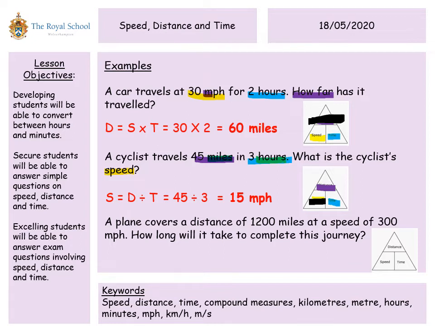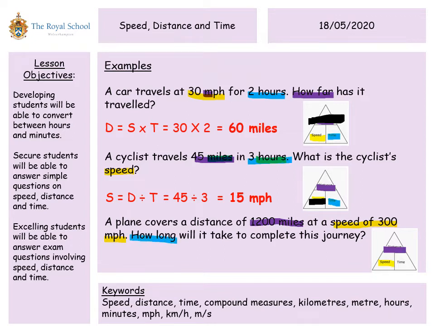And finally then, a plane covers a distance of 1,200 miles at a speed of 300 miles per hour. How long will it take to complete the journey? So we have here a distance 1,200 miles. We have a speed given to us of 300 miles per hour. So we can mark those off on our little triangle here. We've got our distance, we've got our speed, and then we are being asked how long.